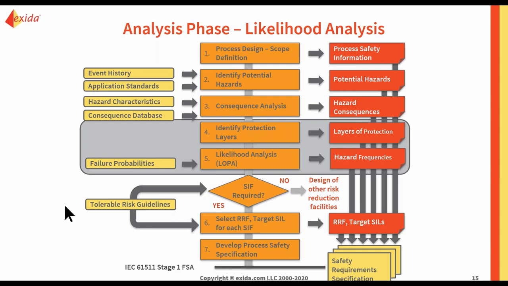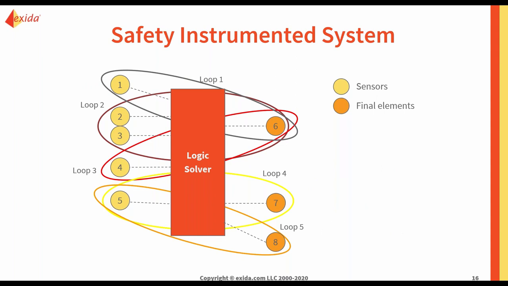Since we're talking about SIS, let's quickly look at the structure of SIS. So this whole thing is actually the SIS, and each loop is a SIF, a safety instrumented function. For each SIF, you have a sensor, a logic solver, and then final elements. So that is the basic structure of a SIF. And if there's a collection of different SIFs, then that would give you the SIS, the safety instrumented system.